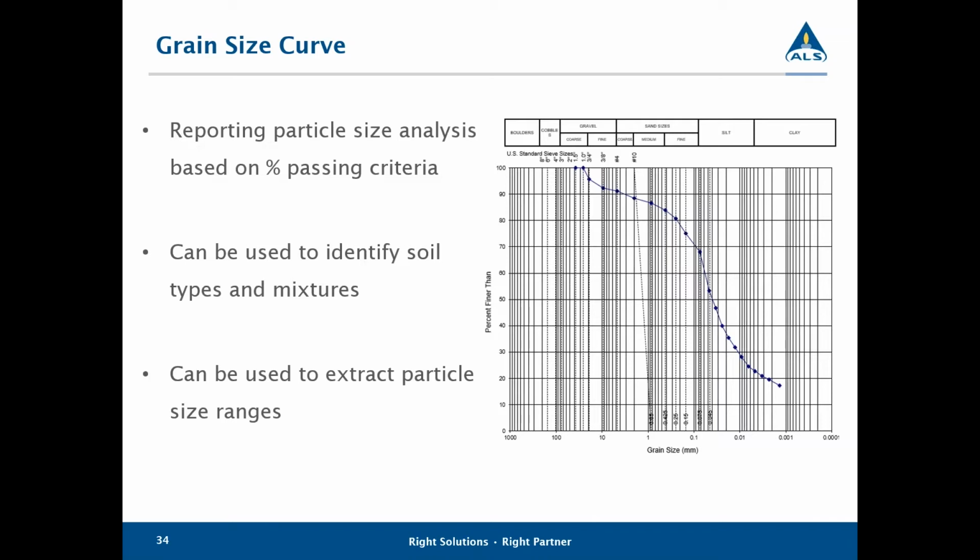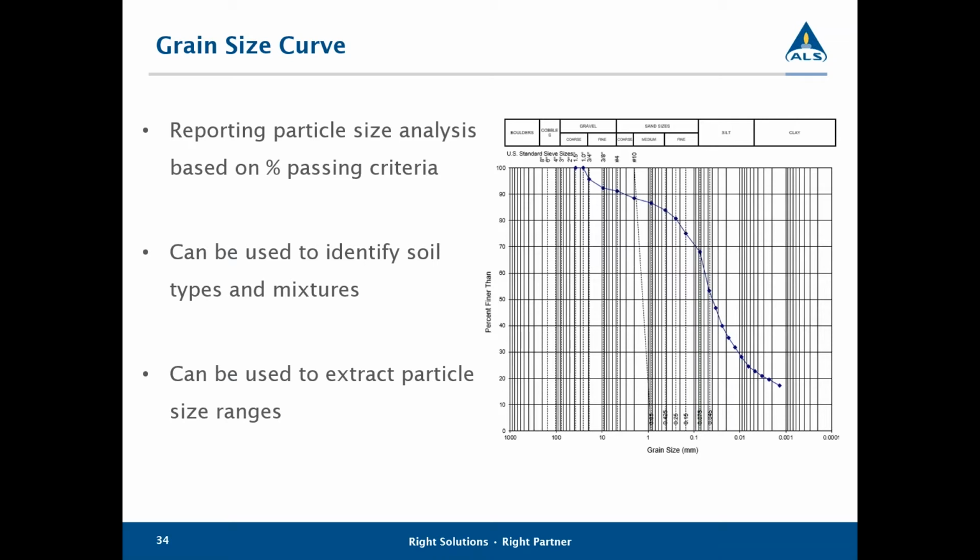So if everything passes through a sieve and nothing's retained, then it's 100% passing. And then as you go to smaller particle size, more get retained, so you get an S curve. It can be used to identify soil types and mixtures, and can also be used to extract any particle size ranges depending on the classification system. So even if a classification system doesn't have a point on this curve, we can use the curve itself to generate the points in between.